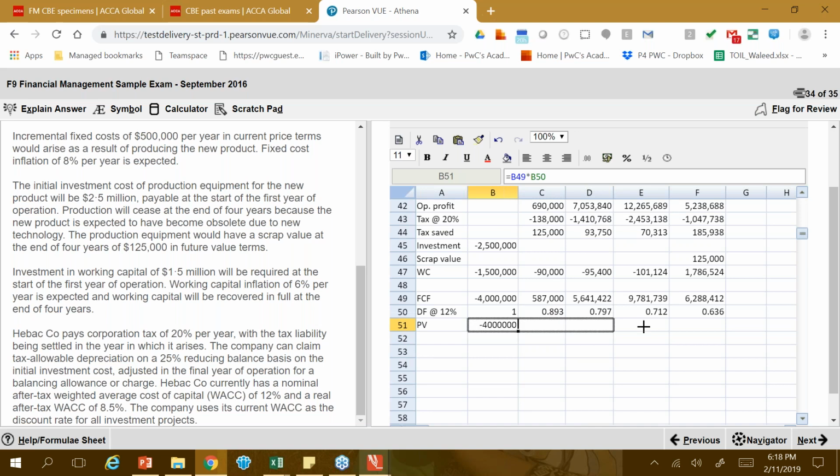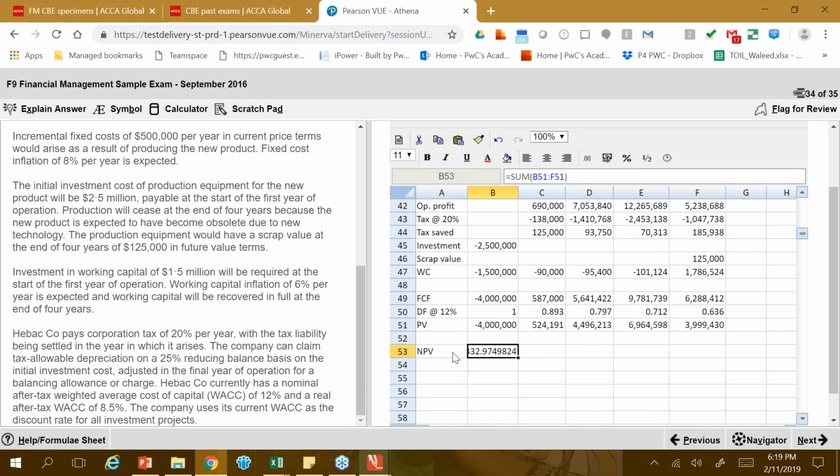So that is the sum from B51 to F51. So B51 to F51. And that gives us the NPV here, which comes out to be 11,984. So 11,984 is our NPV here, which we have got by discounting the free cash flows at 12%, finding the present values, and then taking the sum of these present values.